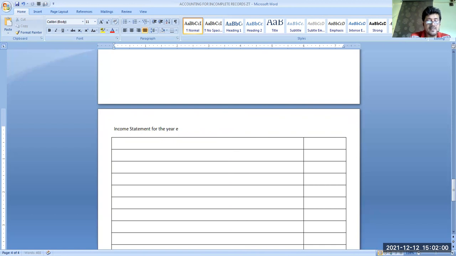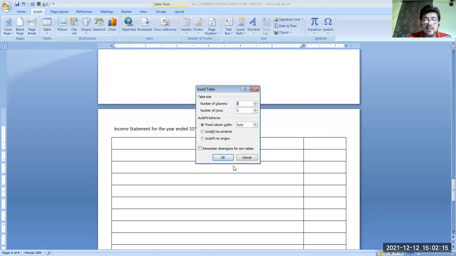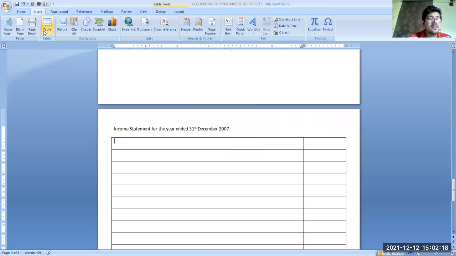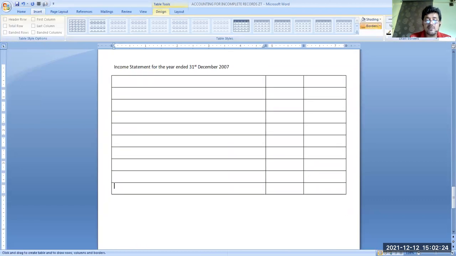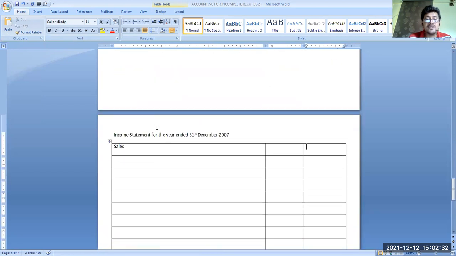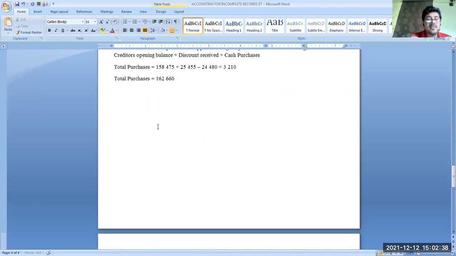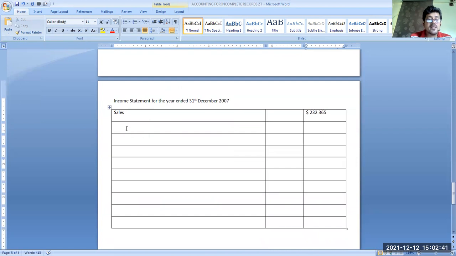Income statement, the year ended 31st December 2007. Okay. Now, first, what do we have to do? We have to insert another column. Insert table, draw table. We are making another column. Now, we'll report sales. Sales was how much? We know sales was 232,365 dollars.